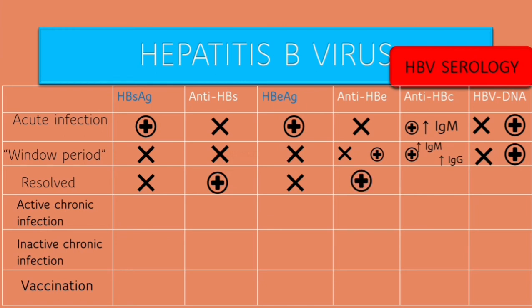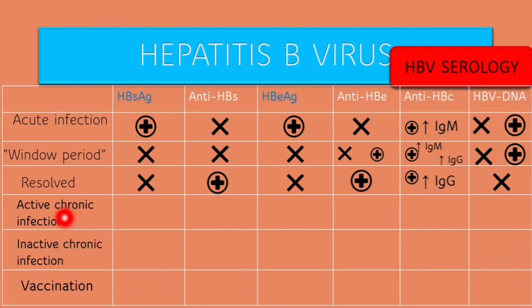And in terms of the core antigen, yes, you will see the antibodies against the core antigen, particularly of the IgM flavor. HBV DNA, you will not see any because we are saying it's resolved, all right? Moving on to chronic infection.